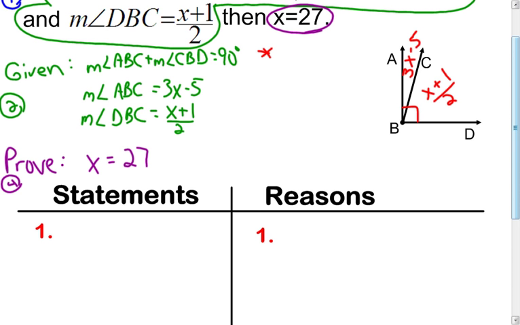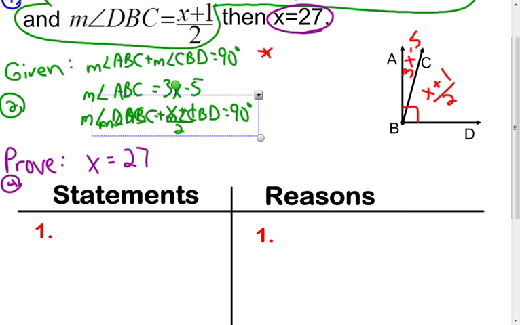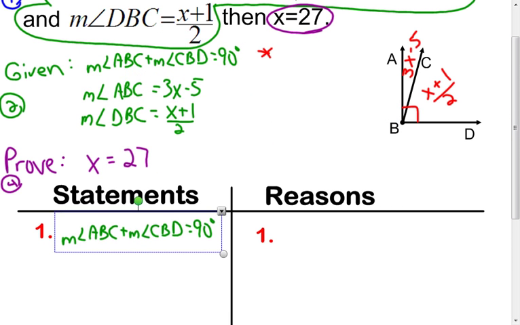But what I'm going to do now to start in statement 1 is start with all my given information. So statement 1, I'm going to take this first line, I'm going to clone it, make life easy, and then I don't have to write it again. So there's statement 1 for me. Well, my reason then is nothing more than given. The problem gave it to me.